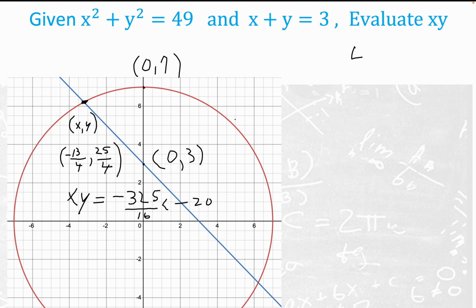From the graph, I just want to do an estimate, and then we'll see how close our estimate is to the exact answer. So we want to do an estimate.